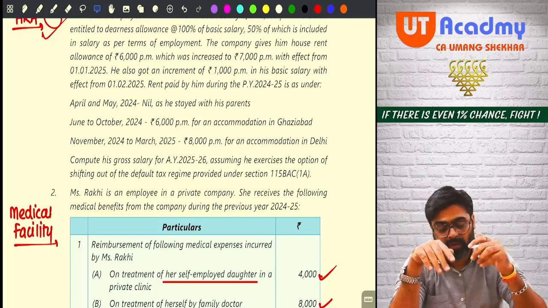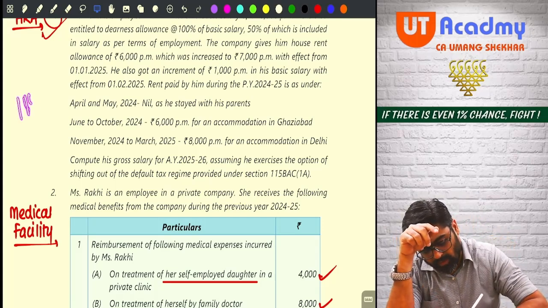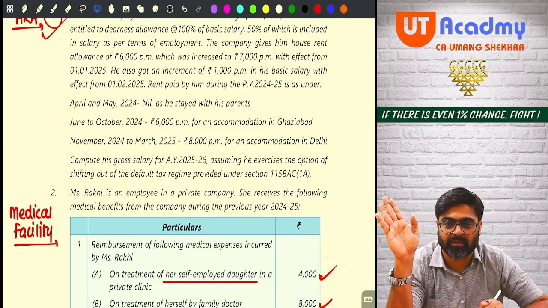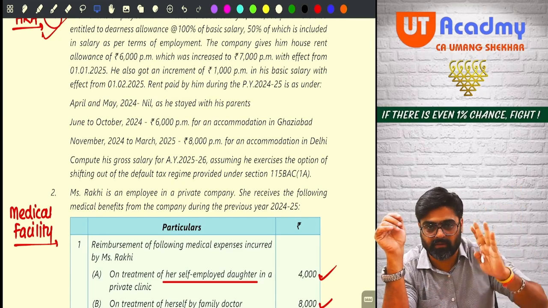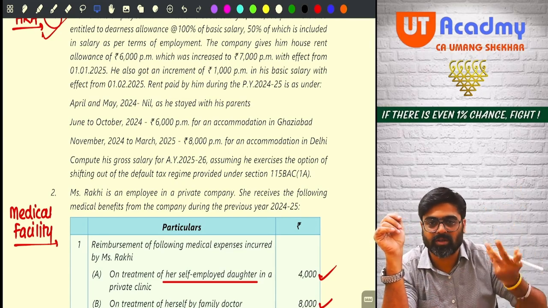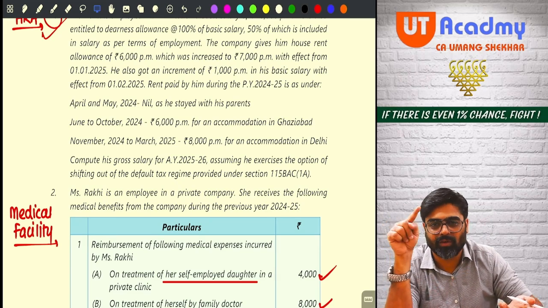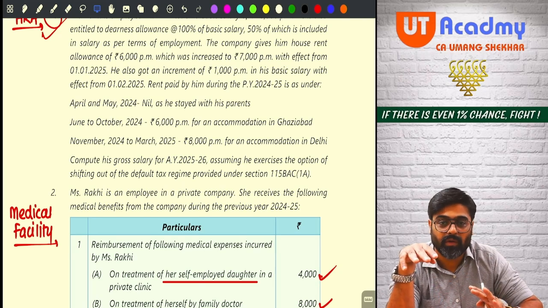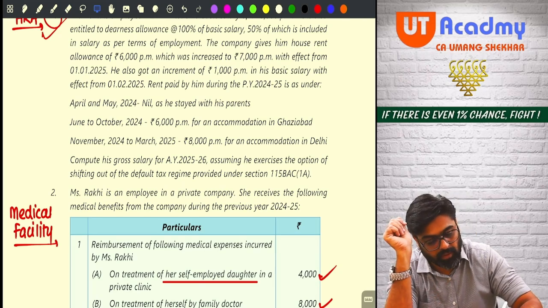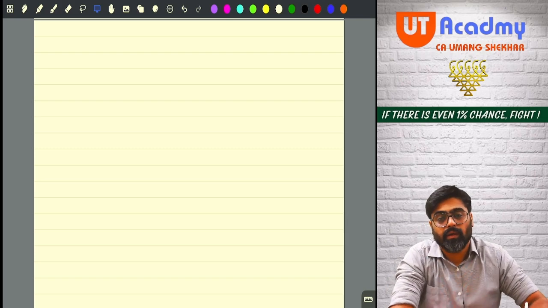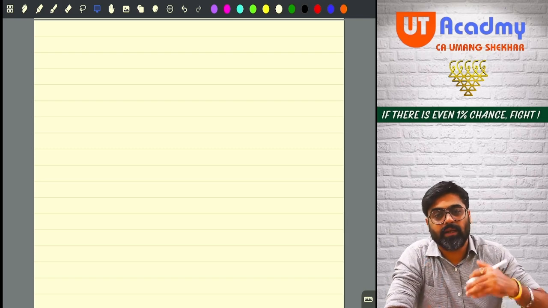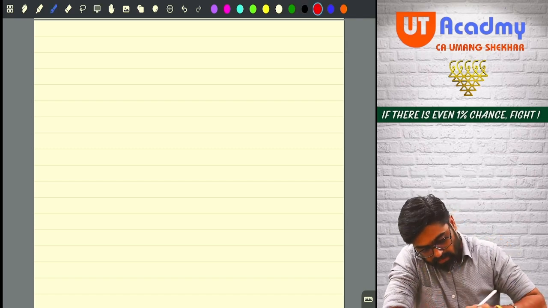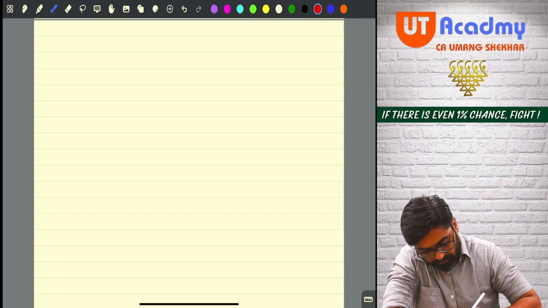But if they tell you that the assessee is not shifting out of 115BAC, he is following 115BAC, in that case my entire HRA will be taxable, entire basic will be taxable, entire DA will be taxable. There will be no exemption of HRA. Total will be my gross salary. Getting my point? So now we are going to solve the question, saying that the assessee is shifting out of 115BAC. Pay attention. I'll make the computation.